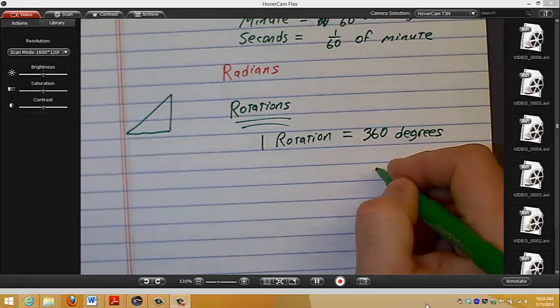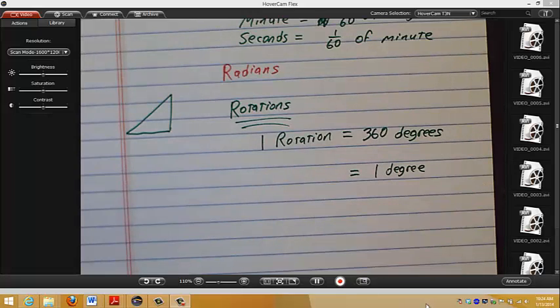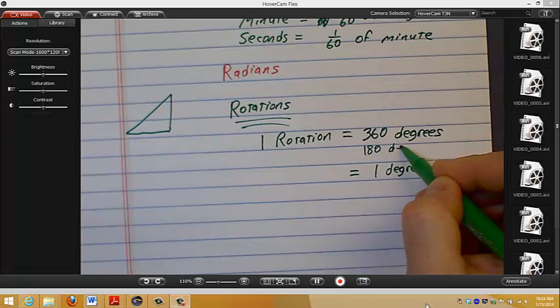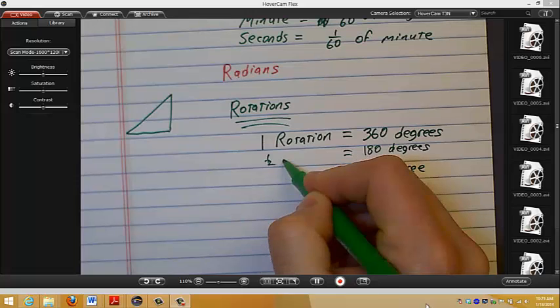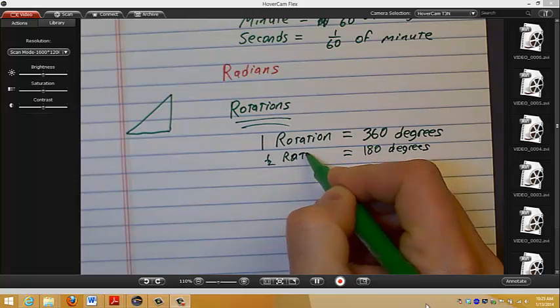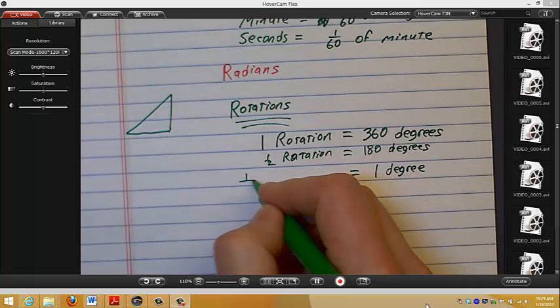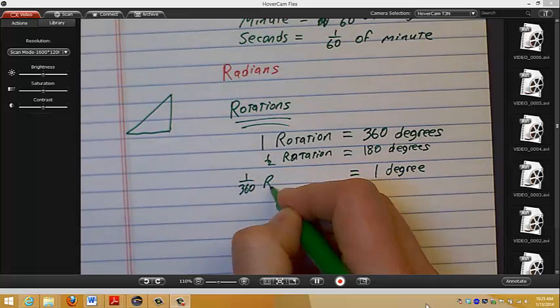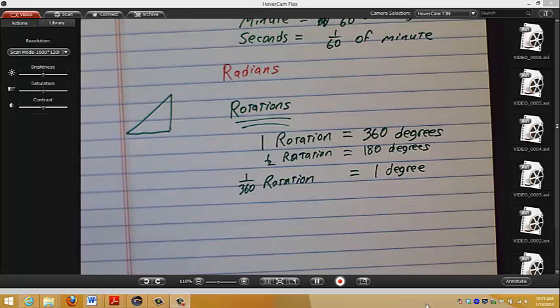Or I could say 1 degree equals what? Ooh, that's not so nice. 180 degrees, you guys told me, was how many rotations? Half of a rotation. So I guess 1 degree, I could do my algebra, it's going to be 1/360th of a rotation, right? People are very comfortable with rotations being angles.